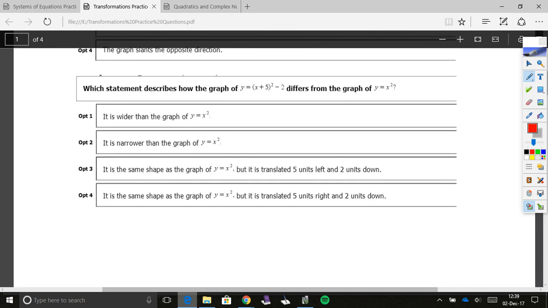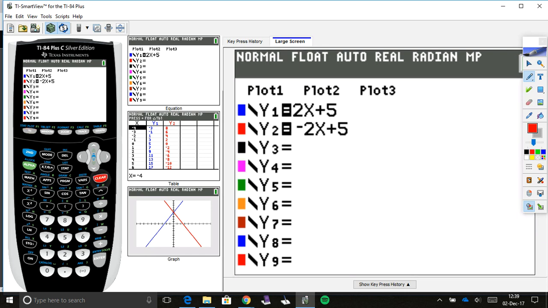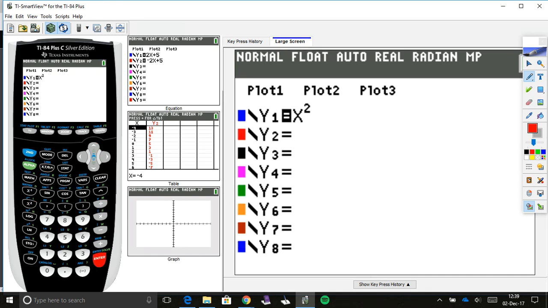All right. So which statement describes how the graph of y equals (x plus 5) squared minus 2 differs from the graph of y equals x squared? So let's just put those two in our calculator and then look at them to see how they've moved or how they've changed. Let's go ahead and put the basic one in first. So let's start with the x squared in here first. X squared, and then what was the other one again?